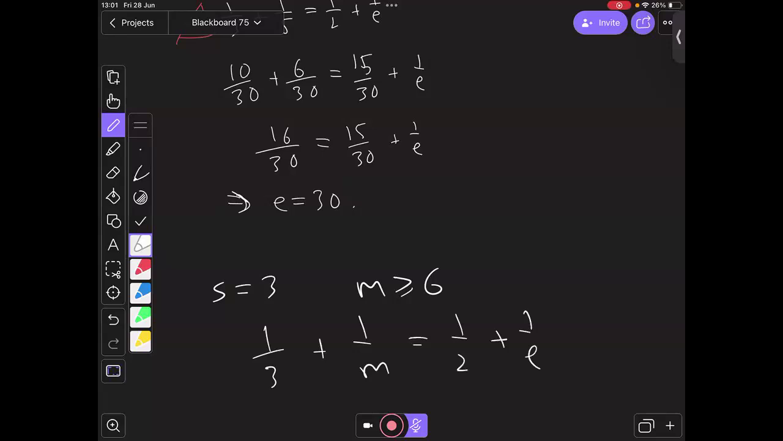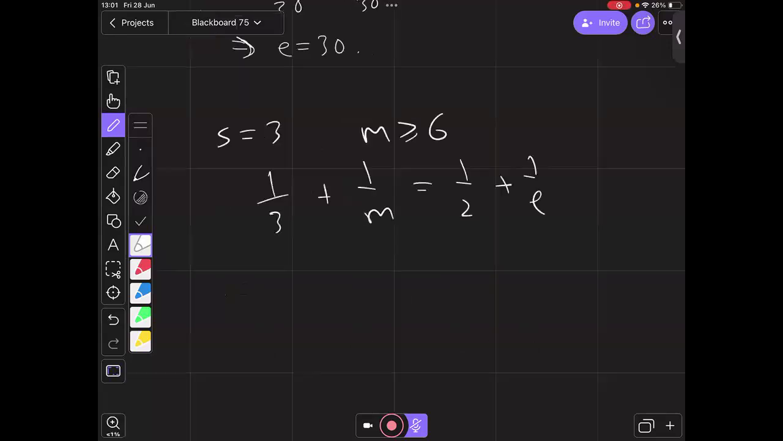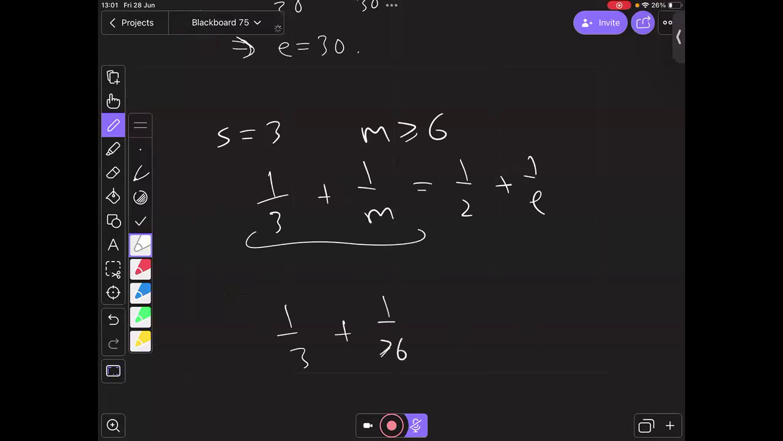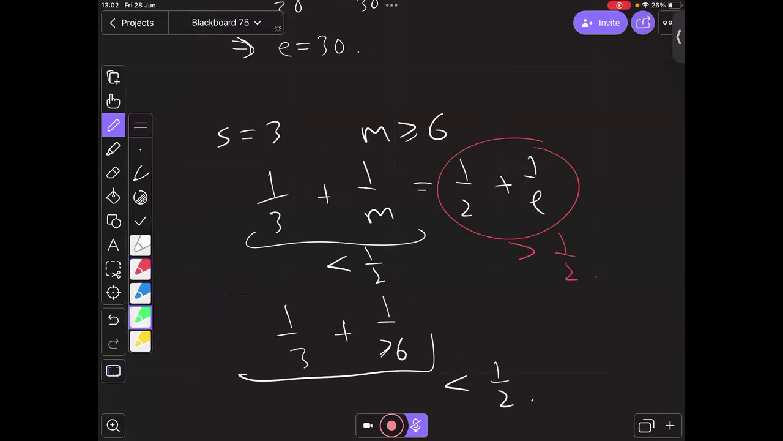So that means then if you rearrange these things, so this left-hand side here, you're going to have 1 over 3 plus, let's say, 1 over 6 or bigger than or equal to 6. This side here is going to be less than 1/2. Does that make sense? So this side here is going to be less than 1/2. But the right-hand side is bigger than 1/2. So that means these cannot be equal. Does that make sense? Yeah. So that's why you can't go any further than 5.